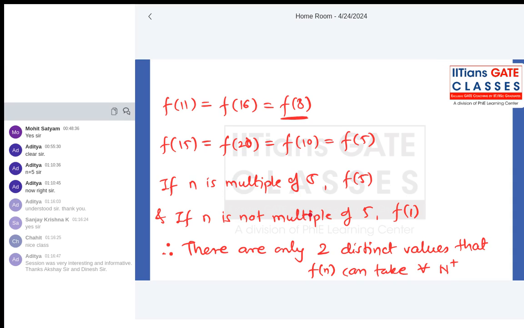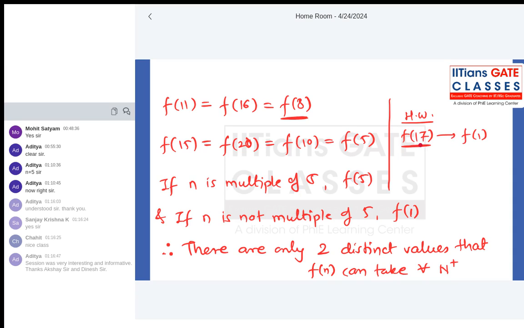Okay, sir. Means anything other than f of 5, we are getting f of 1. Okay, sir. Understood, sir. You can take one homework if you are not convinced. Solve for f of 17 and you can see what value you get. You will eventually get f of 1.